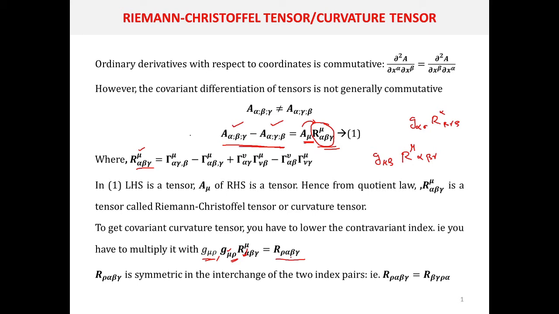Now this is a fully covariant tensor. So it is a covariant curvature tensor, and it has the property that it is symmetric in the interchange of two index pairs. For example, if I am considering the first pair as rho alpha and the second pair as beta gamma, then R rho alpha beta gamma will be the same as, you just exchange these two pairs, that is R beta gamma rho alpha.